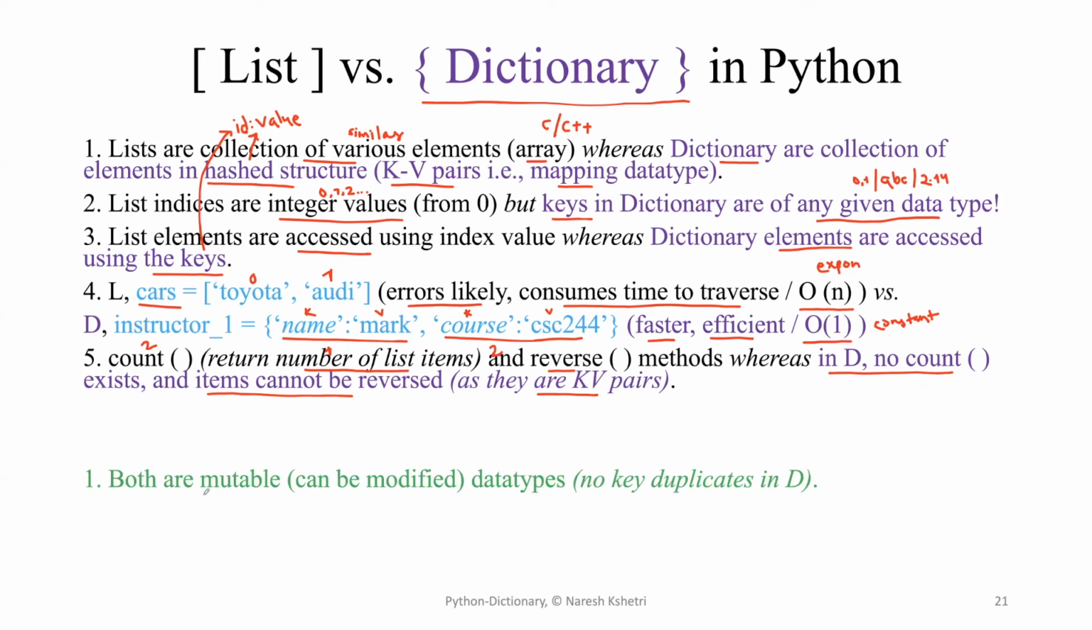Both the data types are mutable, I guess you already understand the mutable nature. You can frequently add or delete, or we say remove, items. But the only thing is that the keys cannot be duplicated in a dictionary because the key acts as an ID.